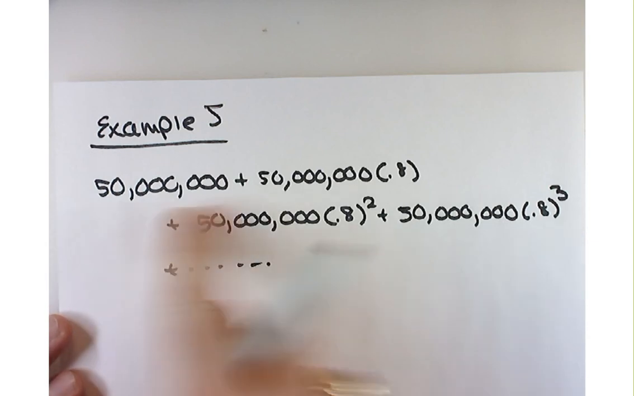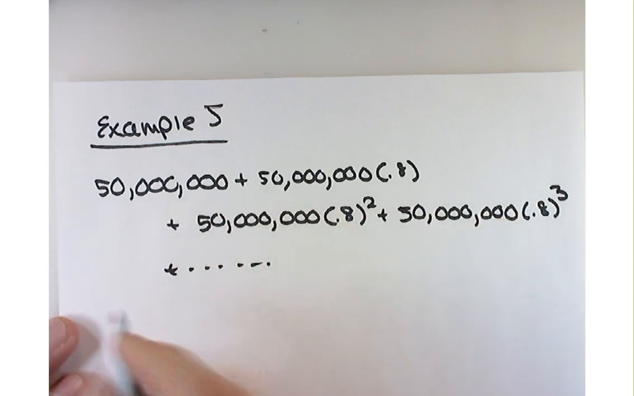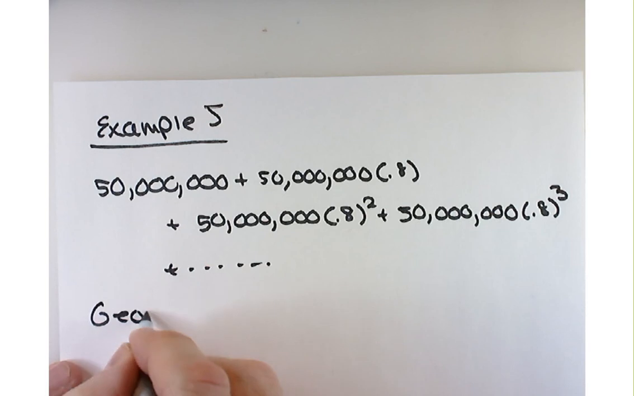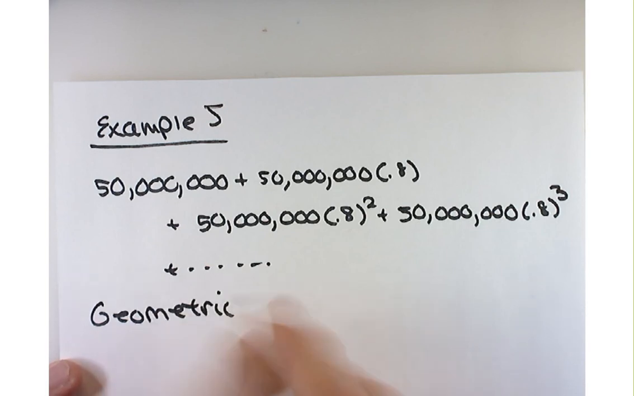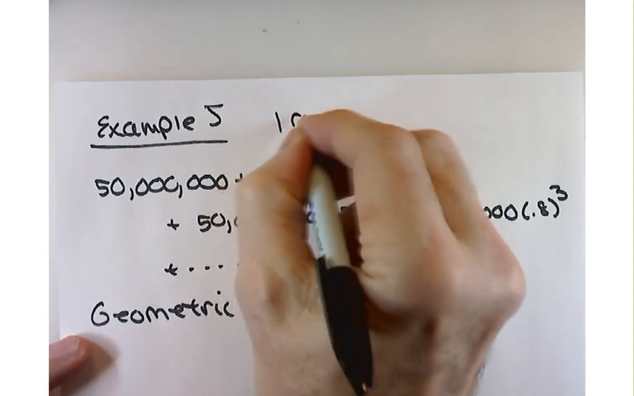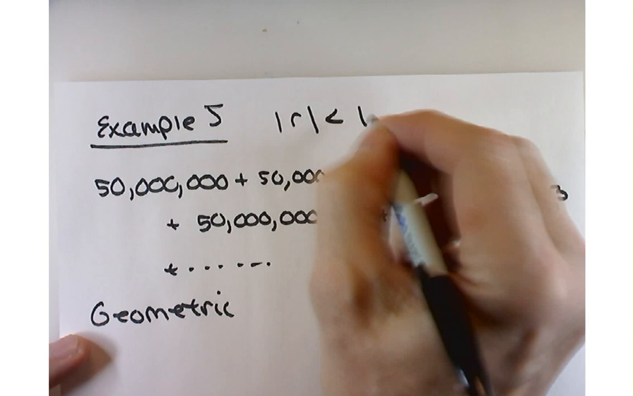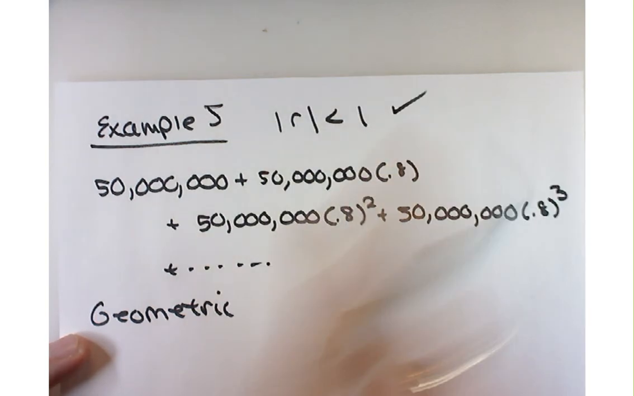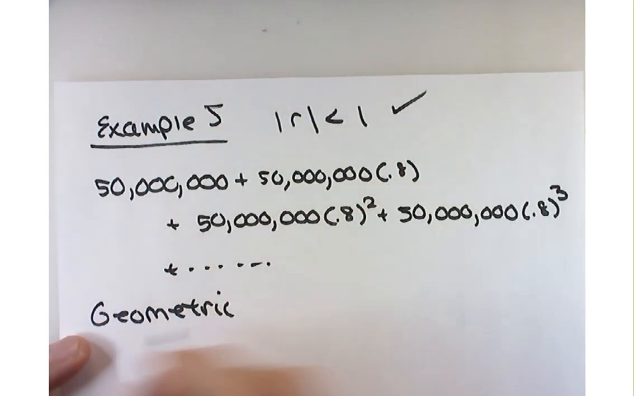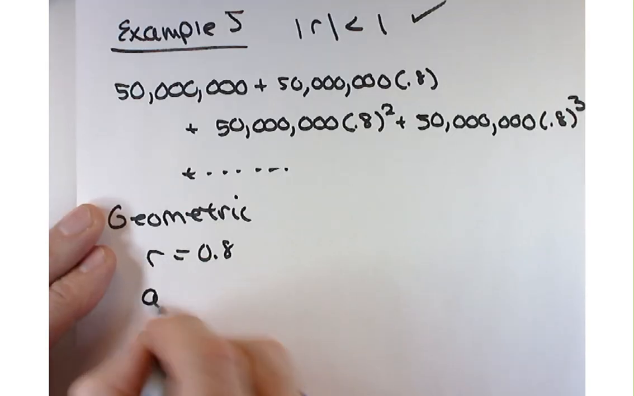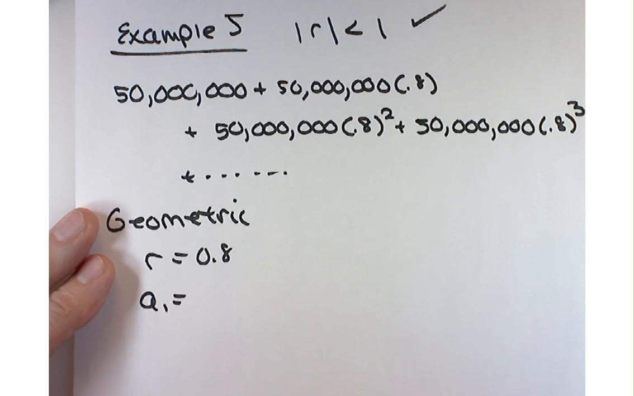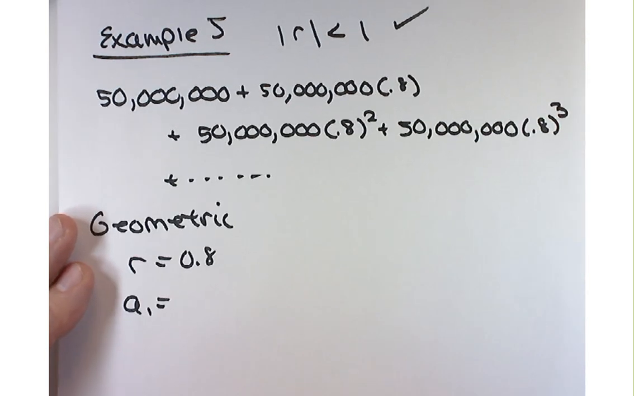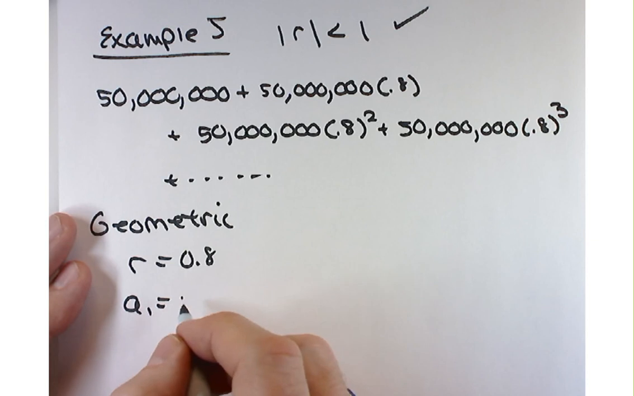Well, can anyone tell me what kind of a sequence this is? It's geometric, because you're multiplying by 0.8 to get from one to another. Now keep in mind another thing, the absolute value of r has to be less than 1, and it is. R in this case is 0.8. What's a sub 1? $50 million.